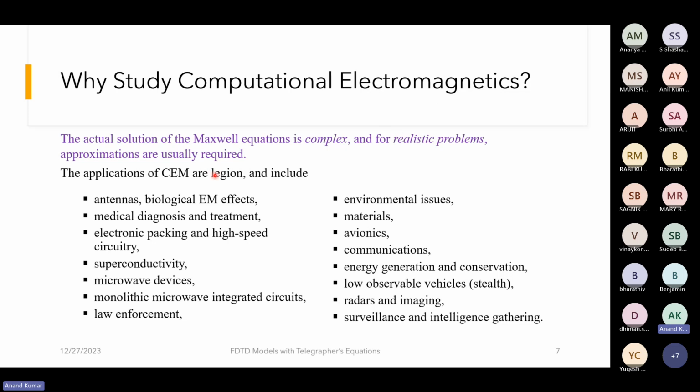The applications could be modeling of antennas, which is very popular. We use CST or HFSS, which are based on computational electromagnetic solvers. We want to study the effects of electromagnetic waves on tissues for medical diagnosis, electronic packaging, and many other things, with radars and imaging, surveillance. For all these things, we can use computational electromagnetics.